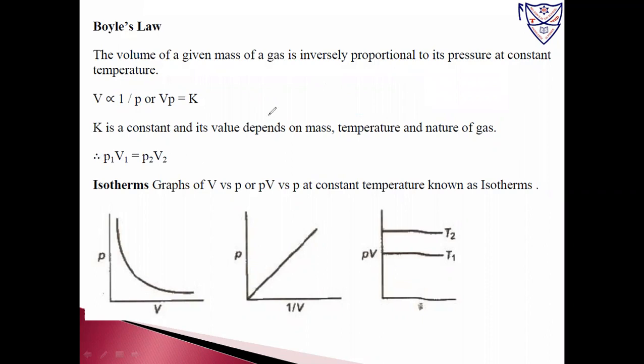K is a constant and its value depends on the mass, temperature, and the nature of the gas. So PV is constant. So P1 V1 equals P2 V2. Right? As the volume increases, pressure decreases, and as the volume decreases, the pressure increases. The isotherm graph of volume versus pressure is given here. It starts from here, and as volume decreases, pressure will increase. Okay. So P versus 1 by V, and here PV versus temperature.